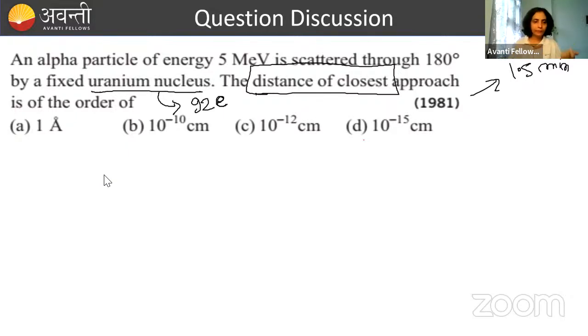Or let me just tell you what is the meaning of distance of closest approach. ठीक है. So there is an alpha particle of energy 5 mega electron volt. I suppose you are aware of the unit of this energy, that is electron volt. What is electron volt? Suppose you have one electron and you are accelerating it through a voltage of 1 volt.